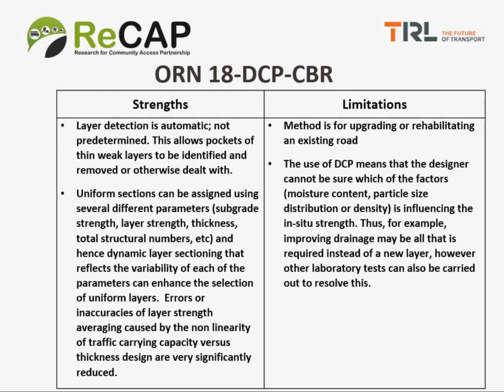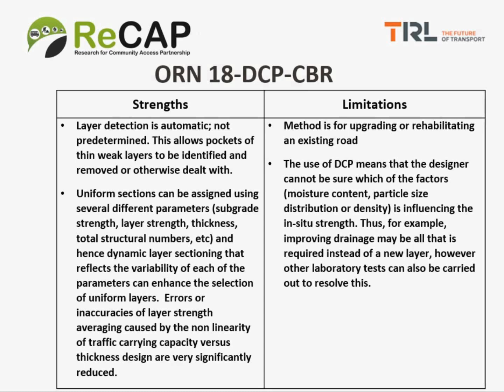The Overseas Road 18 DCP CBR method is for upgrading or rehabilitating an existing road. And so one of the most important features is that we must get as much information as possible about the existing road. To do that, the DCP is a very valuable instrument because each test takes a very short time, and therefore you can take many tests which will give you details about the existing thickness of the layers and the strength of the layers. It also allows you to define uniform sections that can be treated separately fairly quickly.